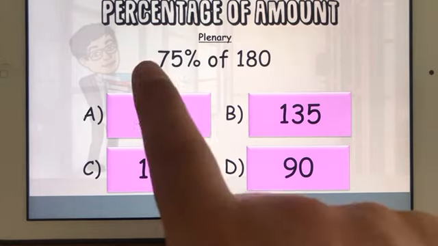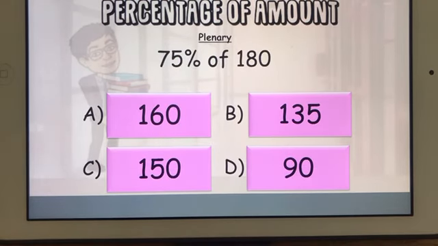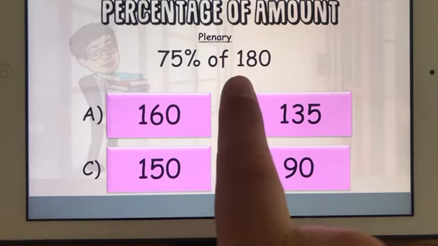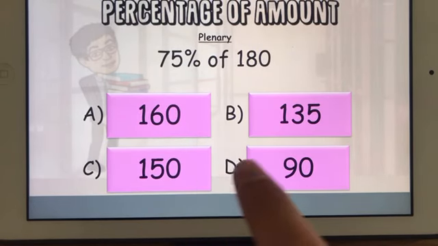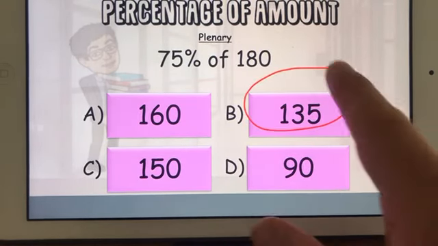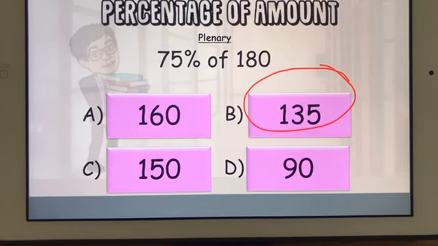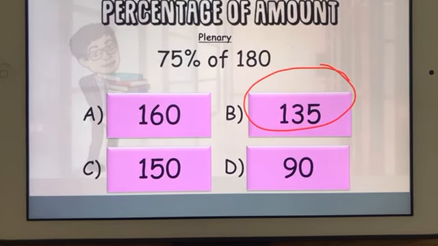Right then, so 10% of 180 is 18. Times that by 7. 7 times 18 is 126. If you half 10%, half 18, you get 5%, which is 9. Add 9 onto 126, gives you 135 as an answer. Guys, if you got that one right, that's amazing. Well done. You have mastered percentage of amount.